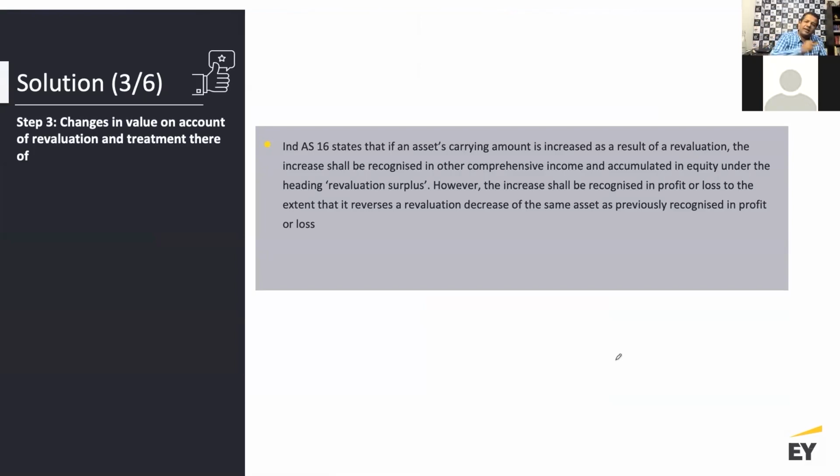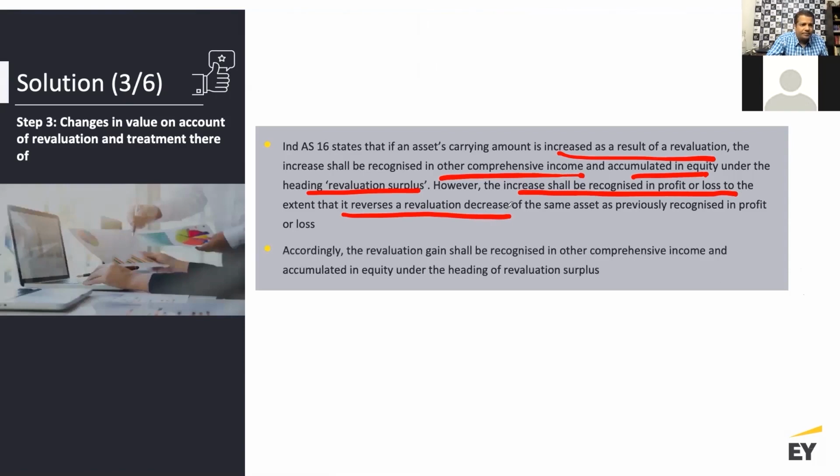Okay, here they were taking it to profit and loss account, so that also was wrong accounting. So you have to mandatorily record that increase in fair value to other comprehensive income. Increase as a result of revaluation is recognized in other comprehensive income and accumulated in equity under the heading revaluation surplus. The increase shall be recognized in P&L to the extent it reverses a previously recorded revaluation loss of the same asset, right? So again, this is important.